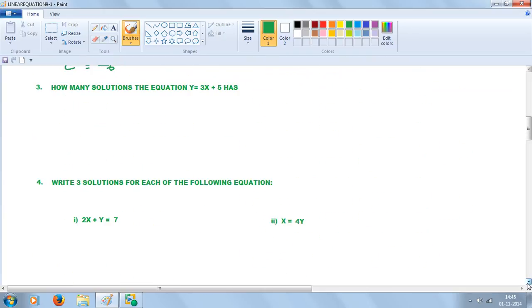The next problem: see how many solutions the equation y is equal to 3x plus 5 has. Can you think? Suppose, for example, x equal to 1: 3 multiplied by 1 plus 5, y is equal to 8. x is equal to 2: 3 twos are 6 plus 5, and then y will become 11. x equal to 3: 3 threes are 9 plus 5, y is equal to 14. And it goes on. So practically infinite solutions.